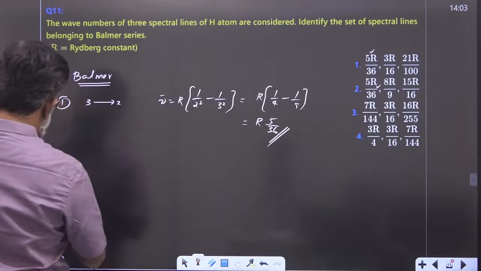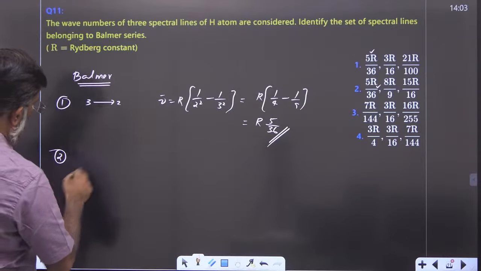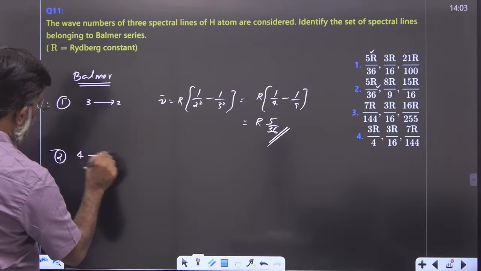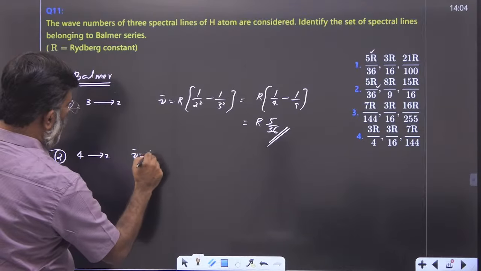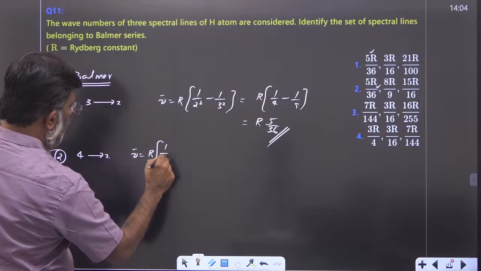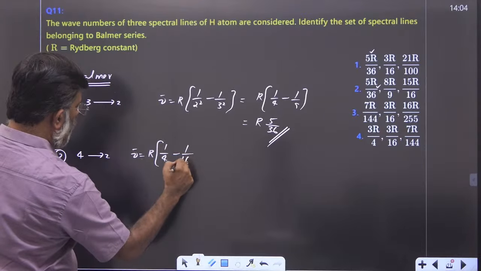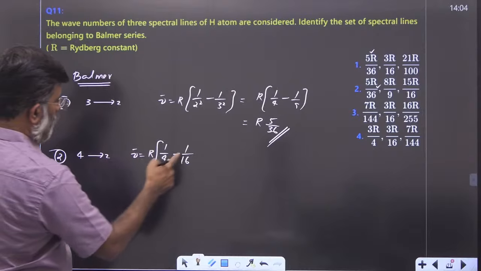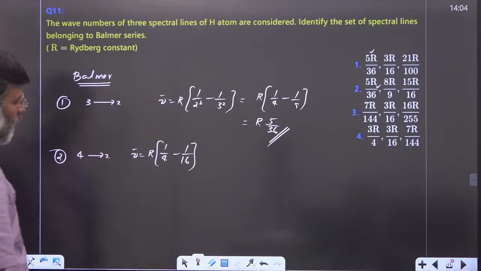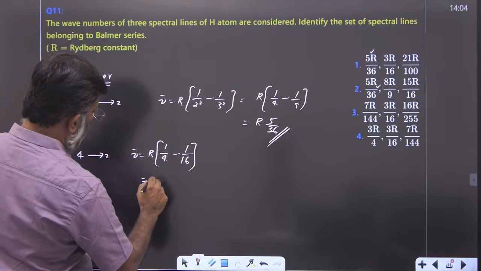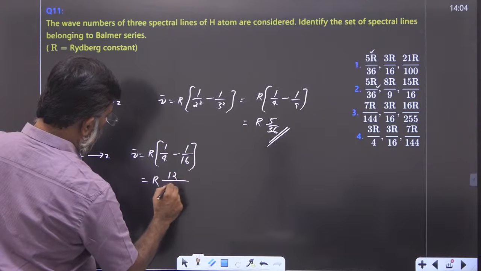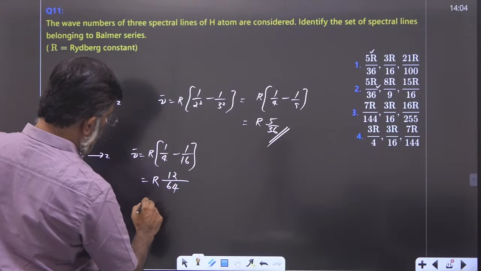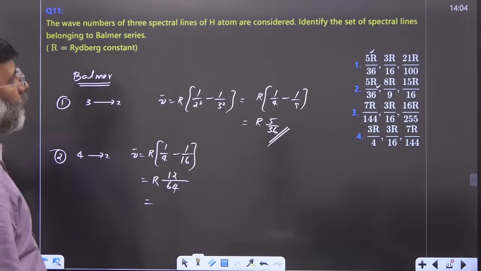Now second line നോക്കാം. Second line of Balmer, it is 4 to 2. Again, new bar is equal to R into 1 by 2 square minus 1 by 4 square, that is 1 by 4 minus 1 by 16. എന്ത് വരും? R into 16 minus 4, 12 by 64 എന്ന് വരും.